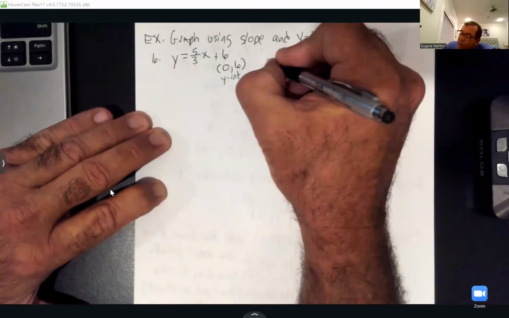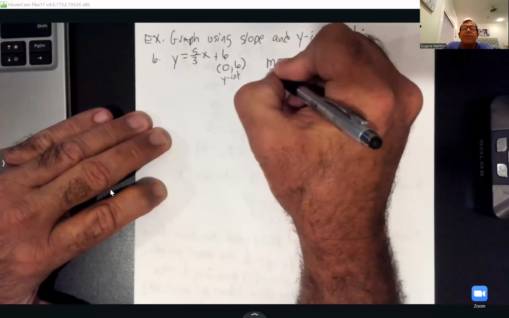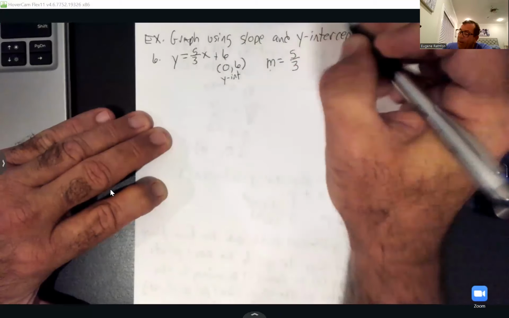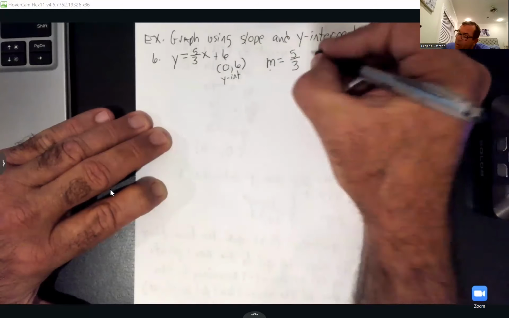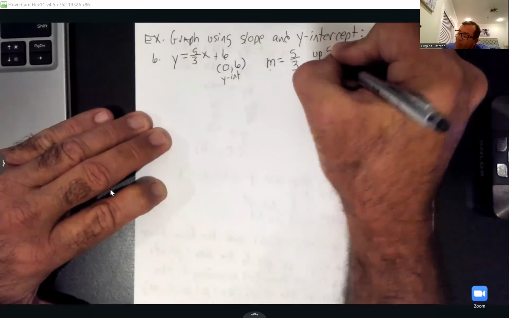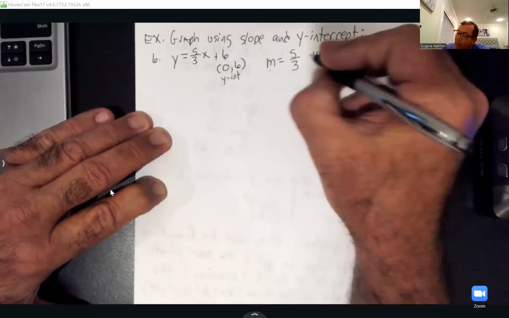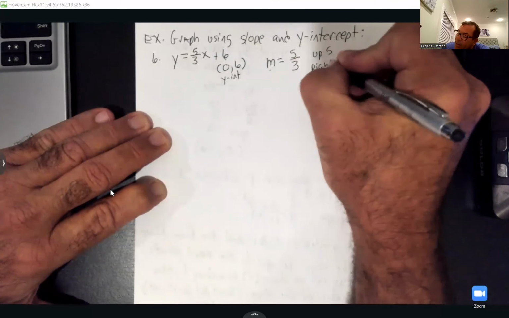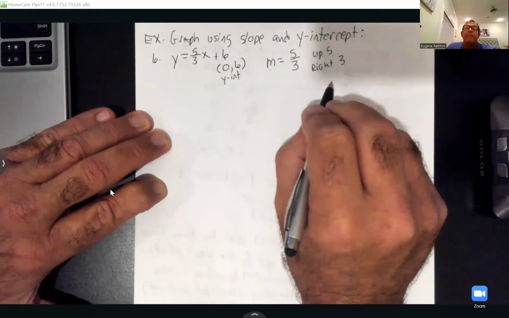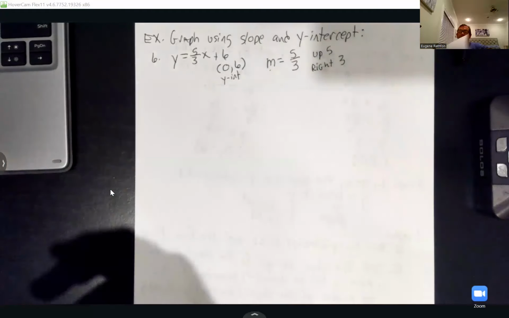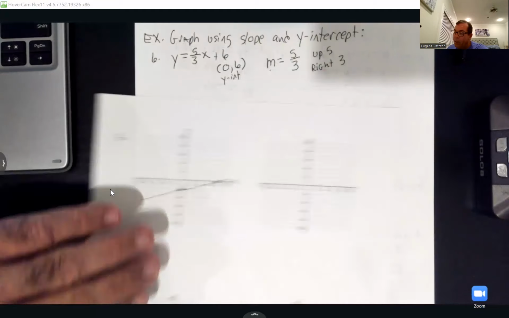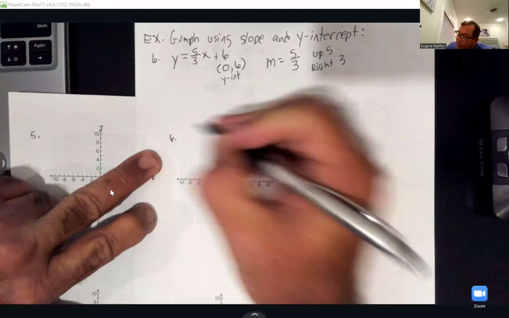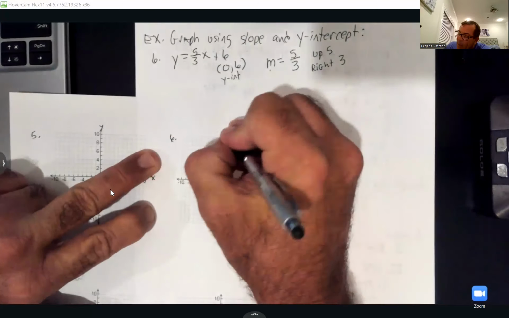My slope, which is m, stands for slope in math, is 5/3. So since this is a positive slope, I'm going to go up 5 when I get to this y-intercept. I'm going to go up 5 from there, and then the bottom always moves to the right. So this will go right 3. So remember, here is our number 6 right here.